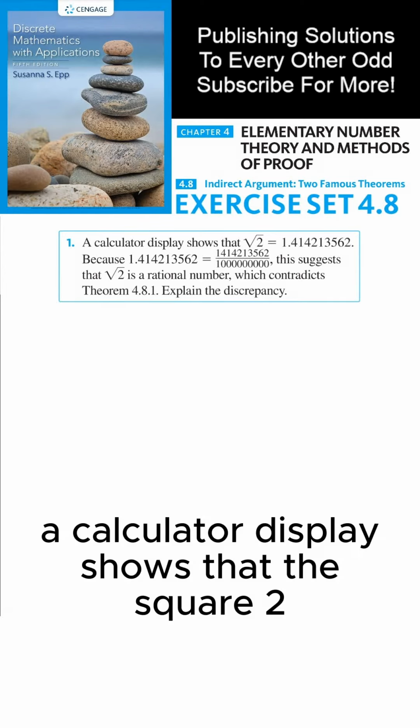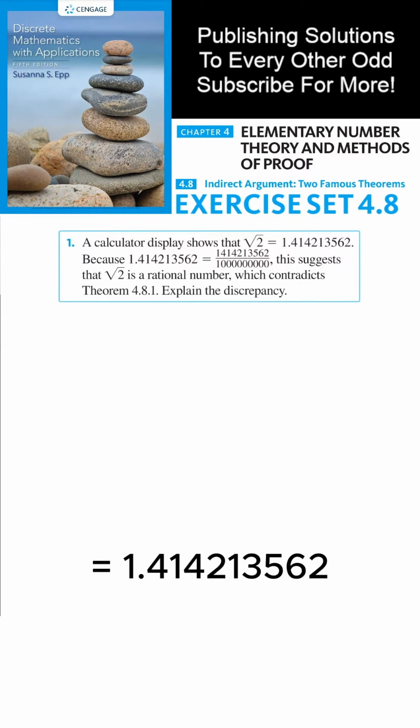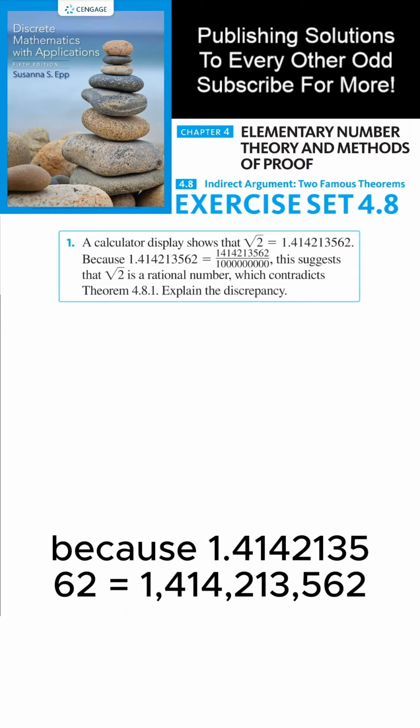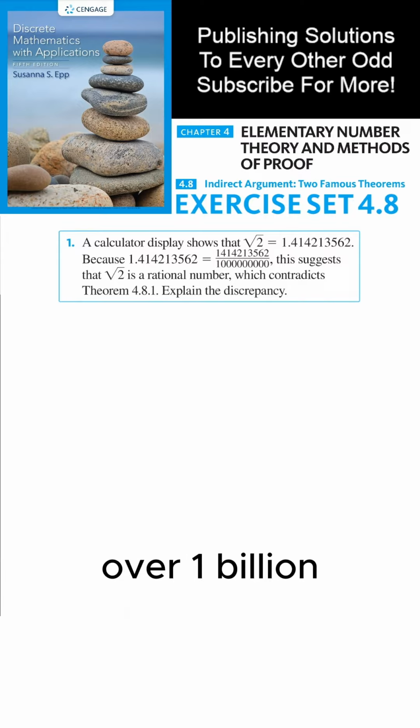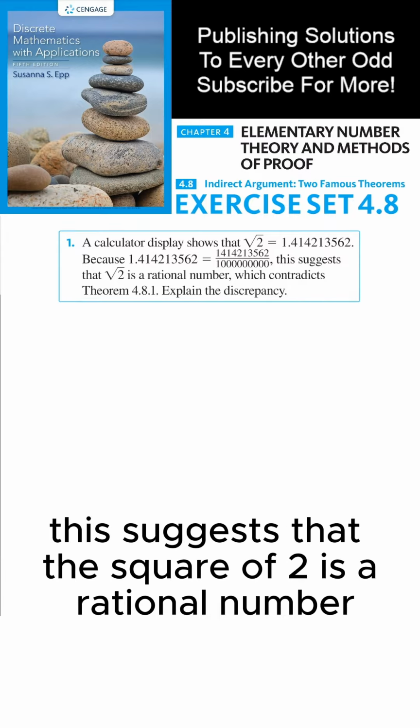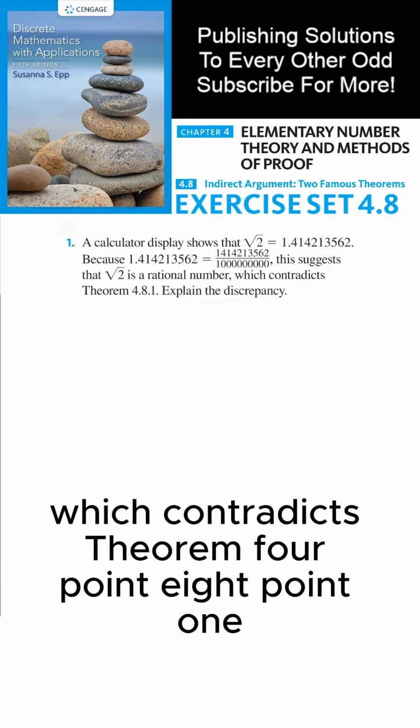A calculator display shows that the square root of 2 equals 1.4142135562. Because 1.4142135562 equals 1,414,213,562 over 1 billion, this suggests that the square root of 2 is a rational number, which contradicts Theorem 4.8.1.